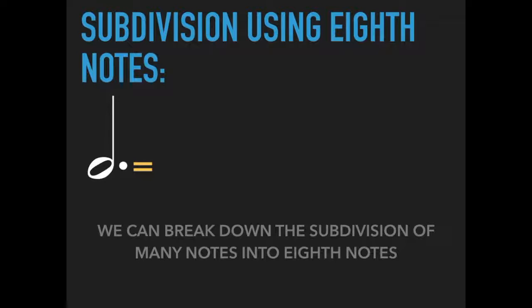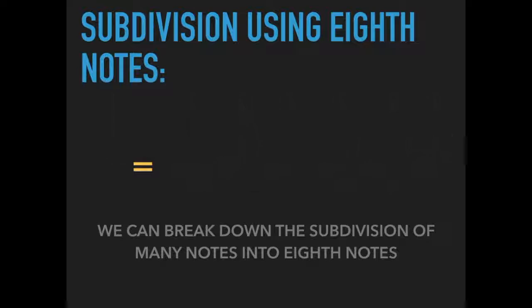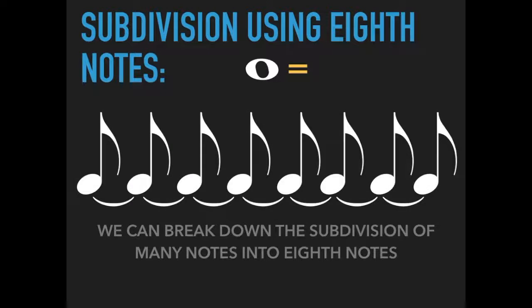If we take a dotted half note, which equals 3 beats, we can subdivide that into 6 eighth notes. Adding them all together equals 3 beats in total. Now if we take a whole note, which equals 4 beats, we can subdivide that into 8 eighth notes, each equaling half a beat each.